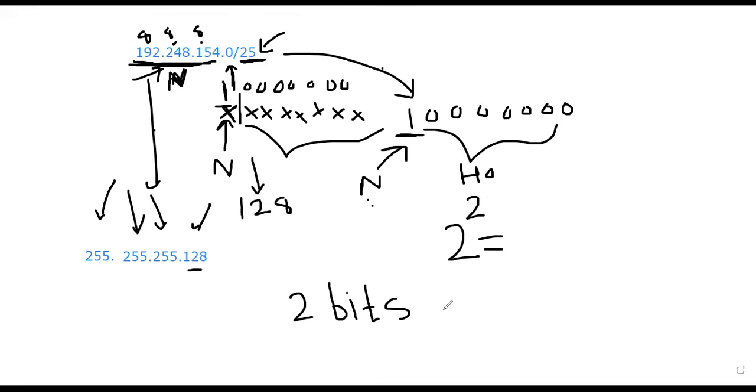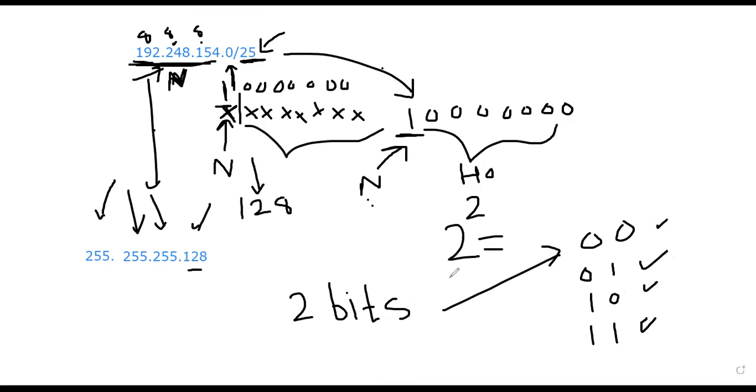Now you may wonder how 2 bits create 4 subnets. It's going to be like this: 0 0 is one subnet, 0 1 is another subnet, 1 0 is another subnet, and 1 1 is another subnet. That gives the count of 4 subnets. That's how 2 to the power 2, 4 subnets, are created. So the answer is 2 bits.